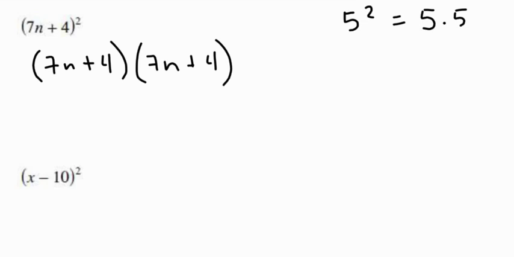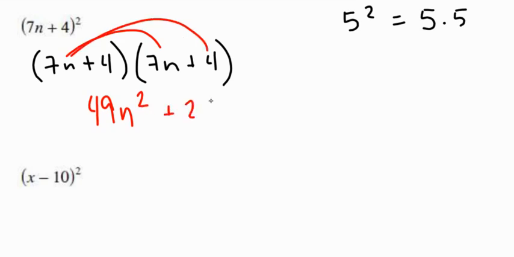Right, so 7n plus 4 times 7n plus 4. And then now I can use the distributive property or the box method or the FOIL method as long as it's a binomial times a binomial. So 7n times 7n is 49n squared. 7n times a positive 4 is a plus 28n.